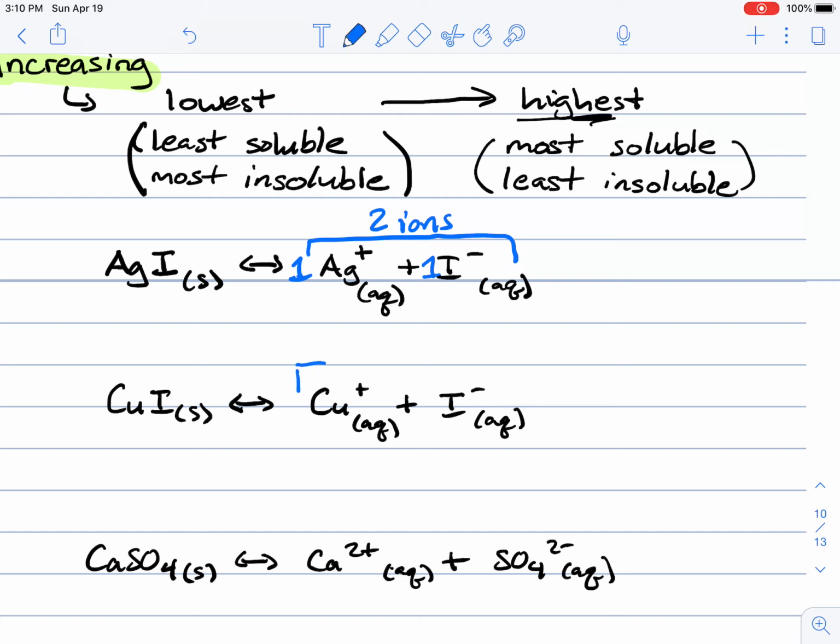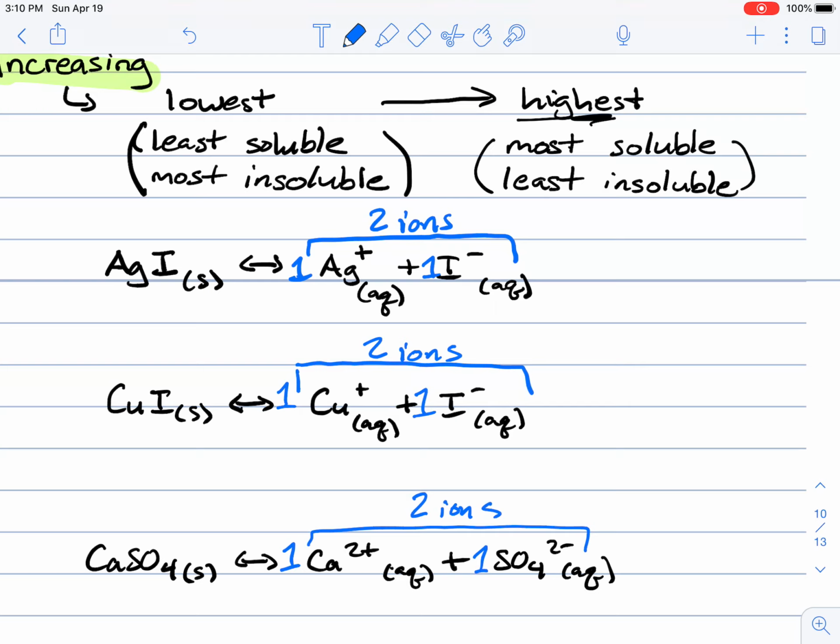If you look at copper 1 iodide, once again, we have 1 copper for every 1 iodide, and the sum of those coefficients produces 2 ions. And same thing here, 1 calcium and 1 sulfate. And so overall, we produce 2 ions.